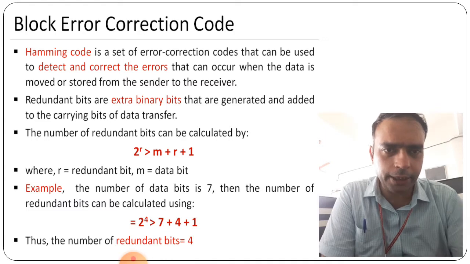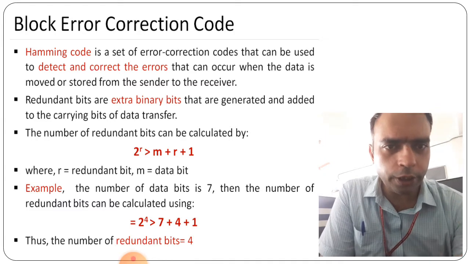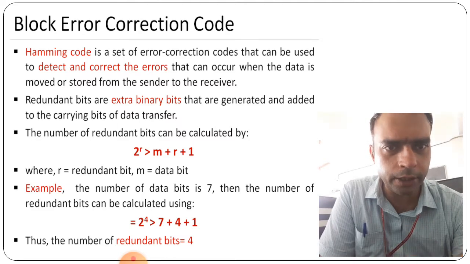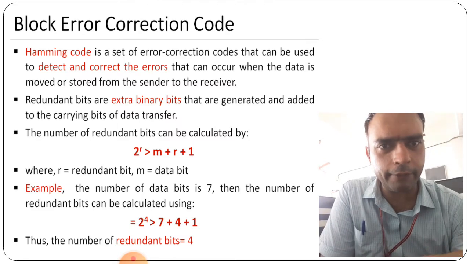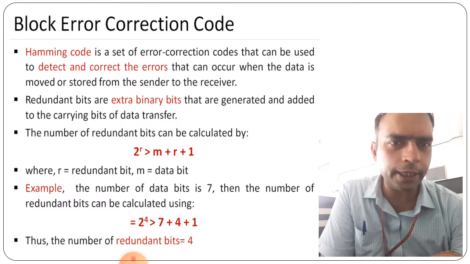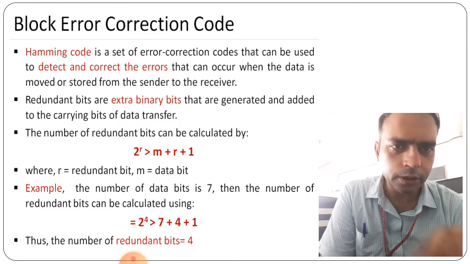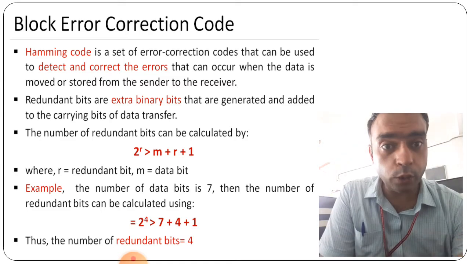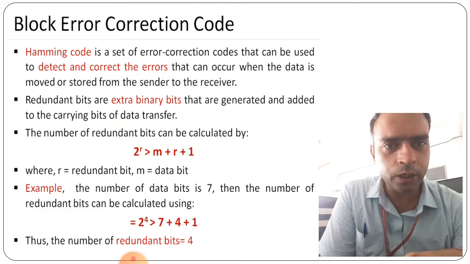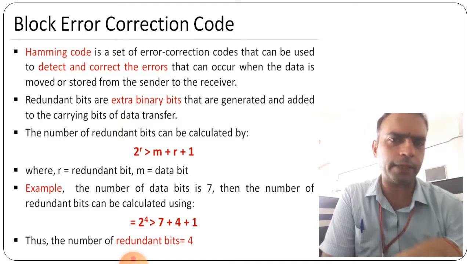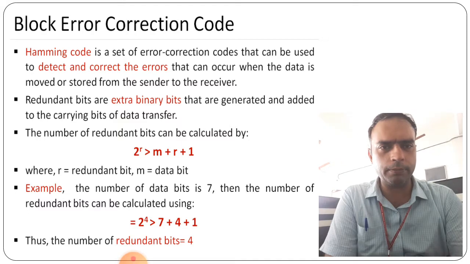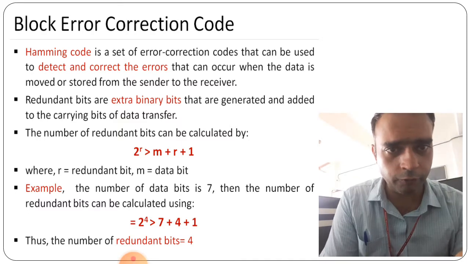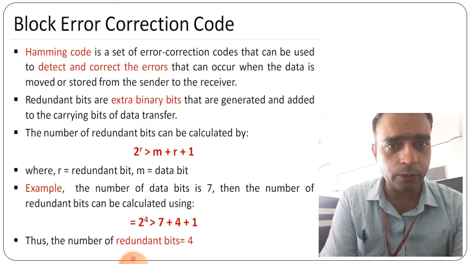Suppose we are taking 3. Then 2 raised to 3 will be 8. Right? And 7 plus 3 plus 1 will be equal to 11. So 8 is greater than 11, that is not satisfied. So we have to take 4 or more than 4. 2 raised to 5 also satisfies it, 2 raised to 6 also satisfies it. Less than 4 does not satisfy this condition. So the number of redundant bits we have taken is 4.